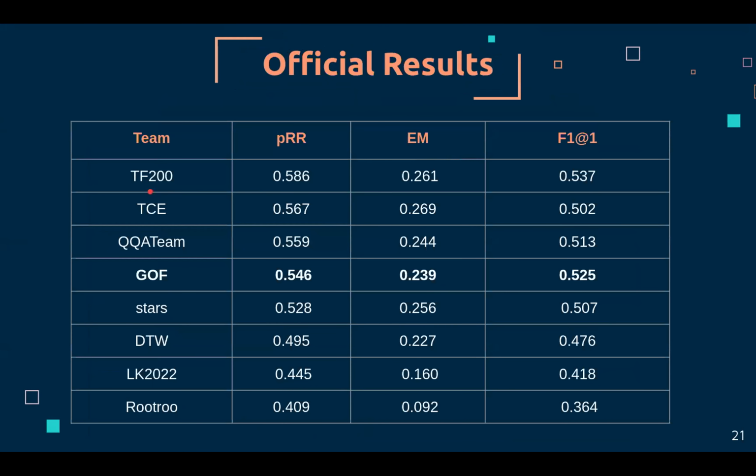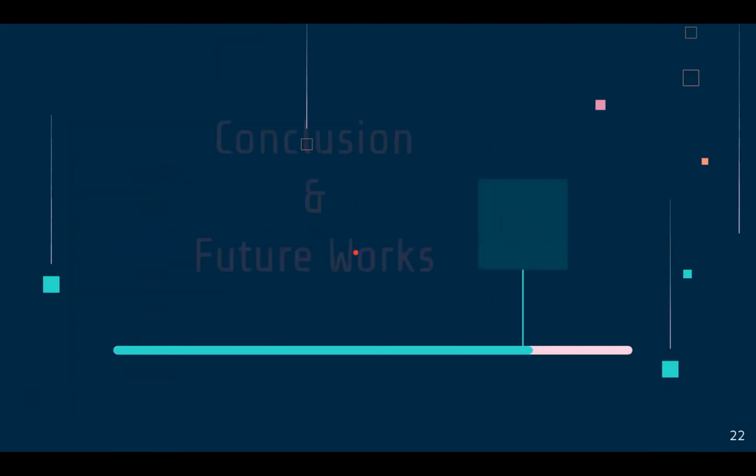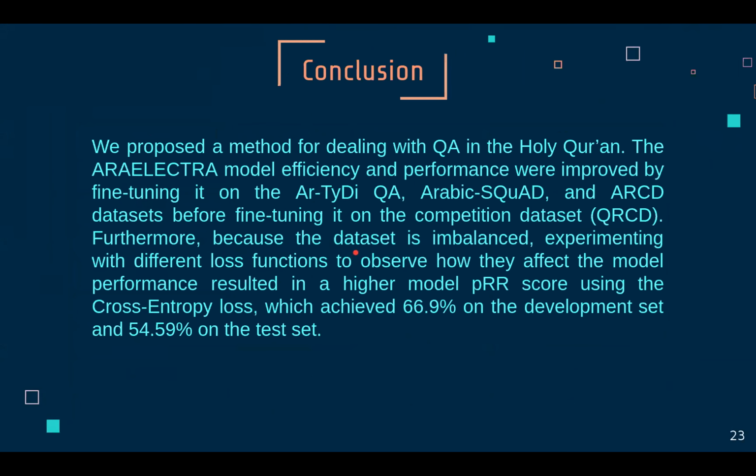Official results here. These are the official results from the proceedings of LREC. Our team GF achieved 54.6 PRR, 23.9, and F1 52.5. Conclusion: we used some approaches for aiding the problem of small sample size and achieved 66.9 on the development set and 45.5 on the test set.